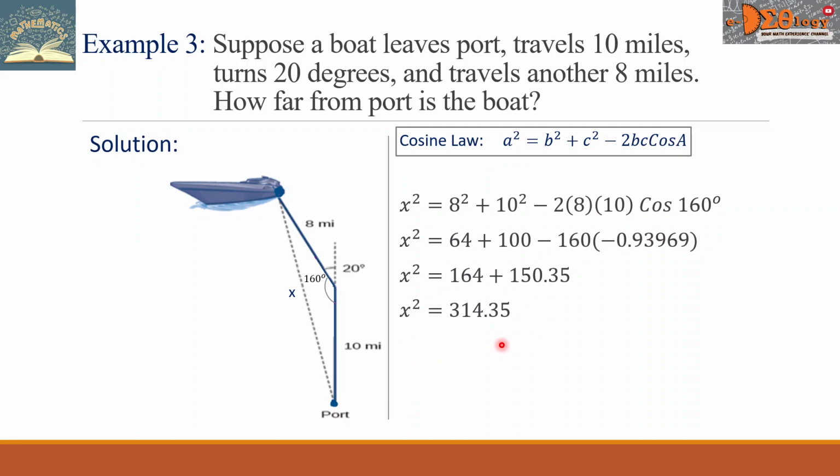We take the square root of both sides. So x equals the square root of 314.35, and the value is 17.73. Now we have fixed the unit of measurement, that is miles. And this is the distance between the boat and the port.